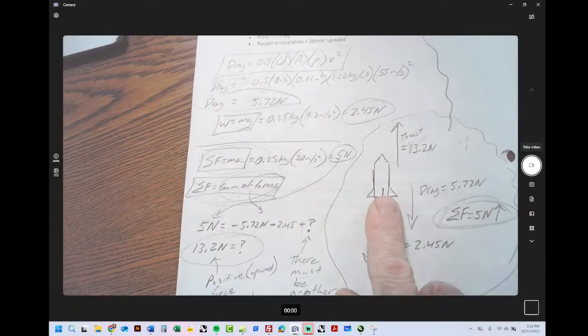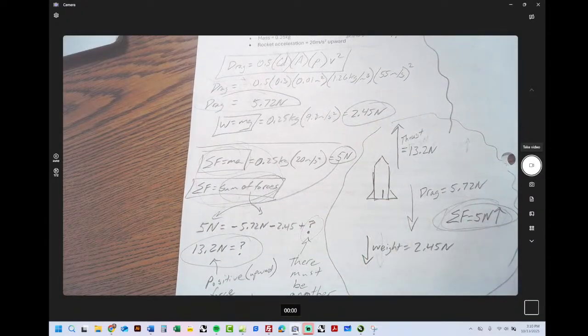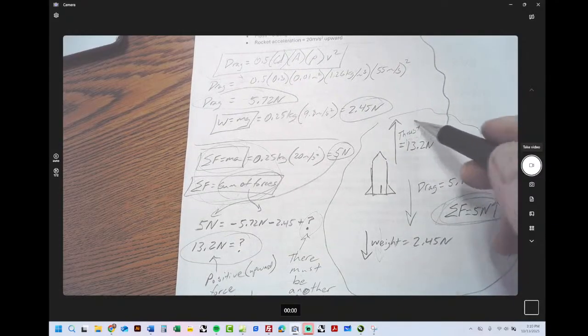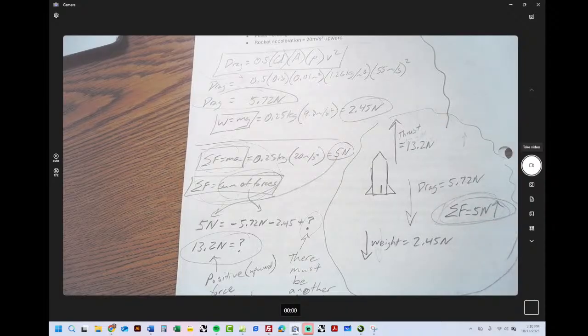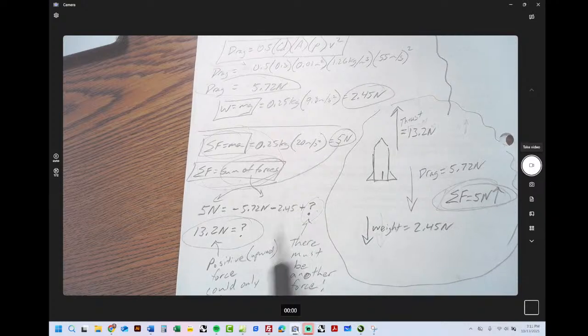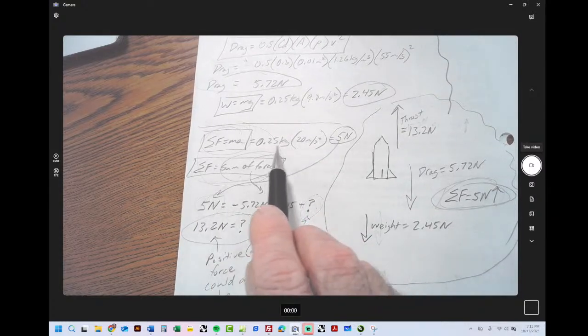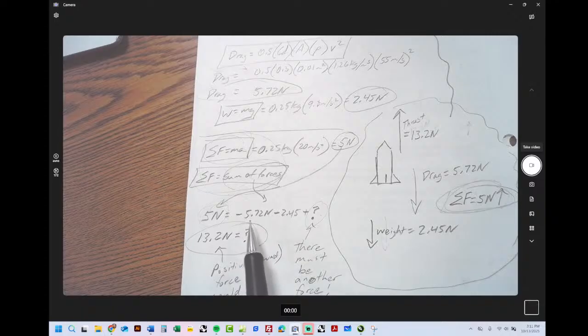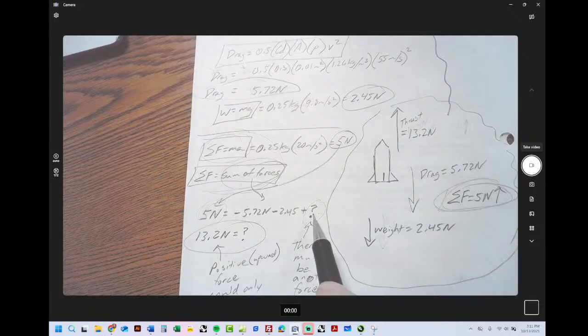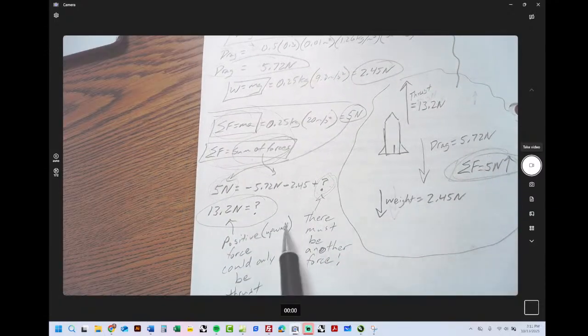And if the rocket's going up, there's only one other possible force that could be acting on it, and that's thrust. So this must be where the rocket is speeding up. There's no other point in the rocket's flight where it's going up and there's some other force besides drag and weight. So this missing force here has to be thrust. So the net force using F equals ma is 5 newtons, and that equals the sum of these three forces: the thrust minus the drag minus the weight. So my little question mark represents thrust. Solve for the question mark and you get 13.2. And that's it.